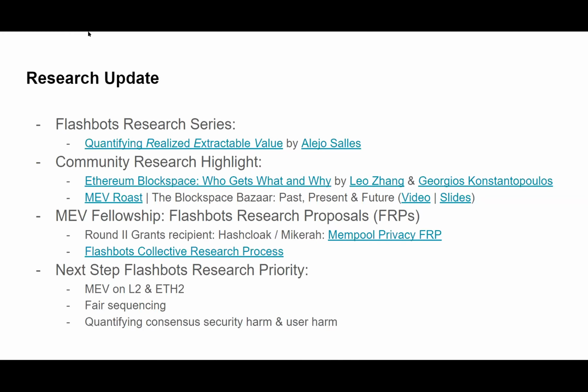So as of next steps for priority in terms of research, we have the second upcoming post on the research series on MEV on ETH2, which has been worked on by our own steward Alex, together with the Prismatic Labs people. So stay tuned. That's going to be super exciting. We're going to announce that when it's out.